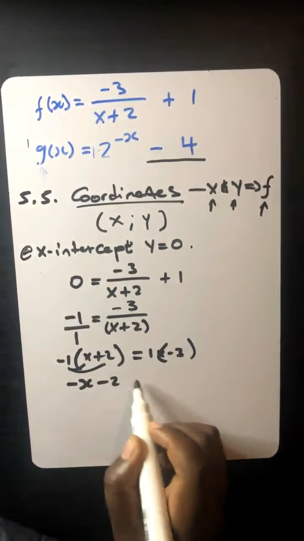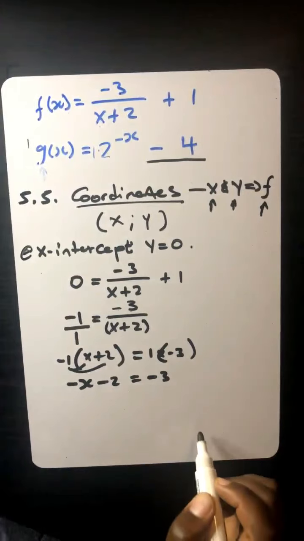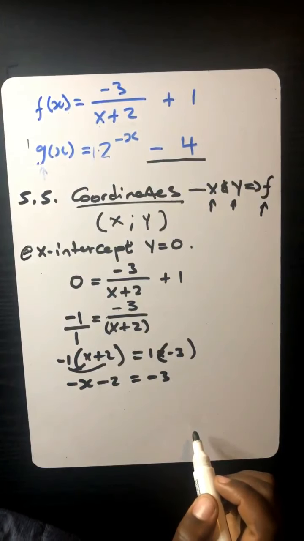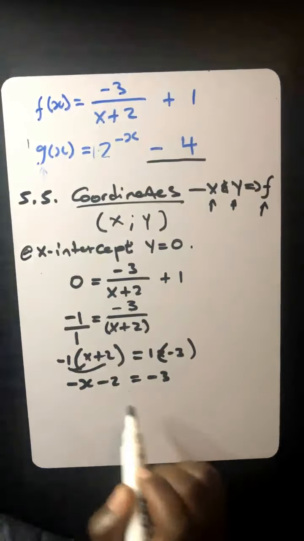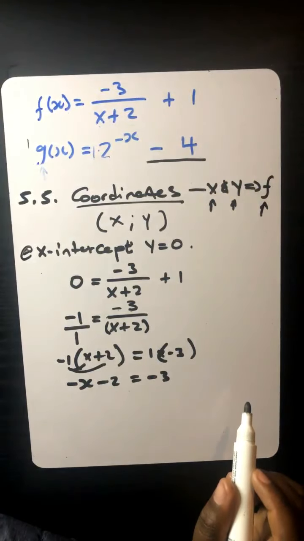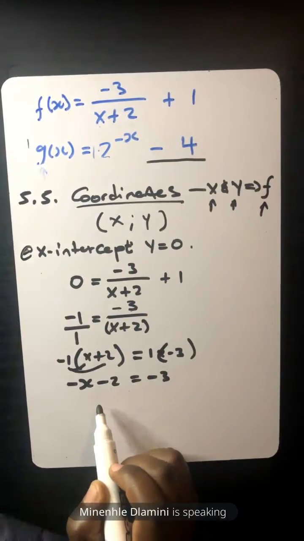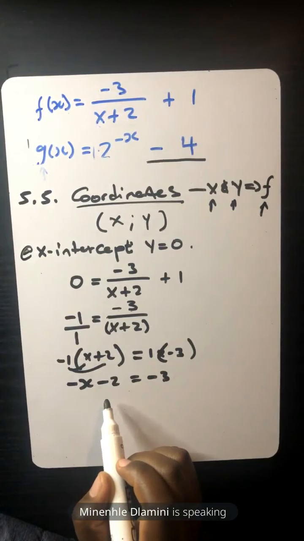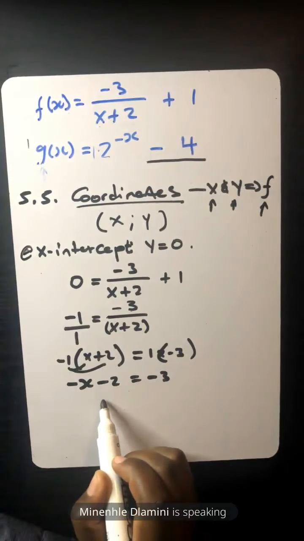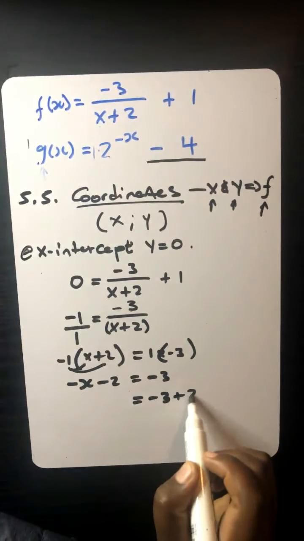Are you still there? Is it you, Minentle? Then you have that times that, which is negative 3. What are we having there, guys? Oh, Minentle, you're still there. So solve for x. As you solve again, okay, so let's have negative 2, negative 3, so something like that.